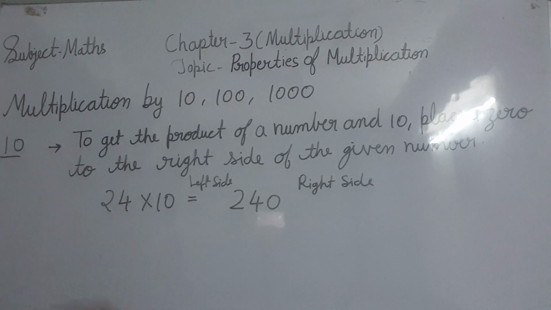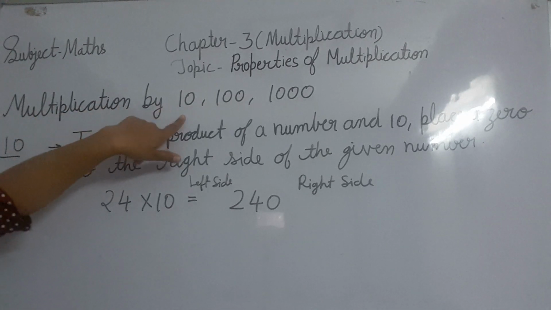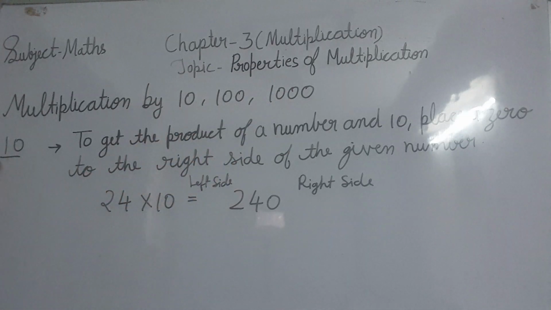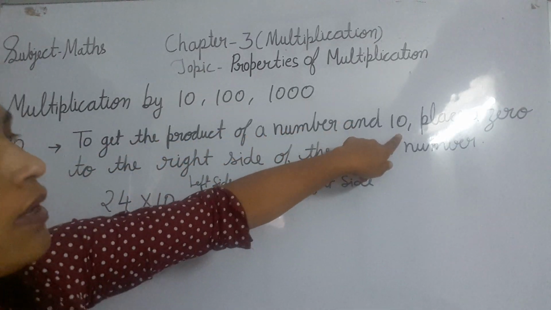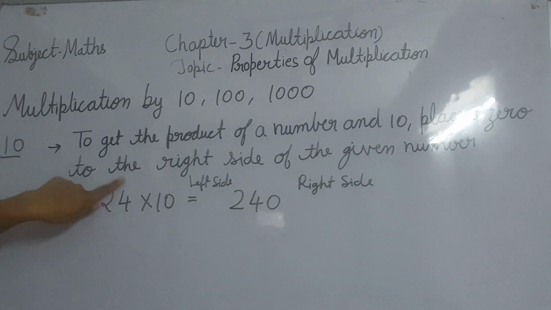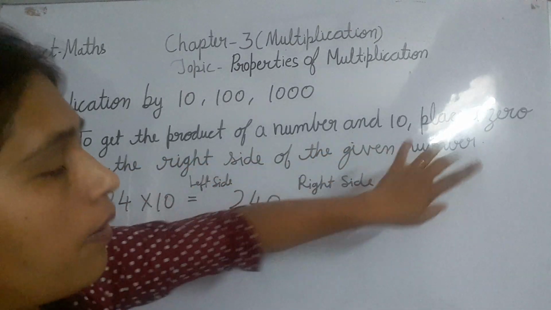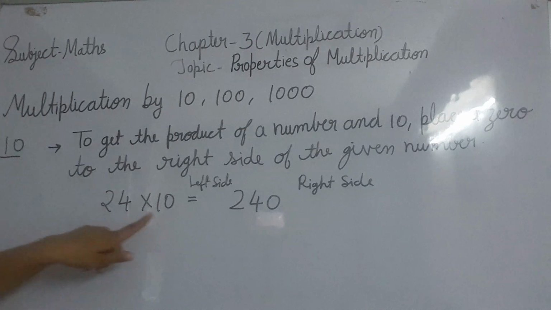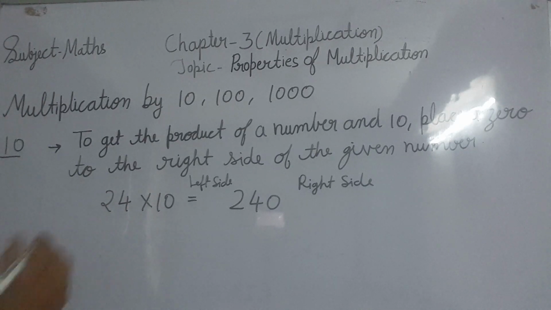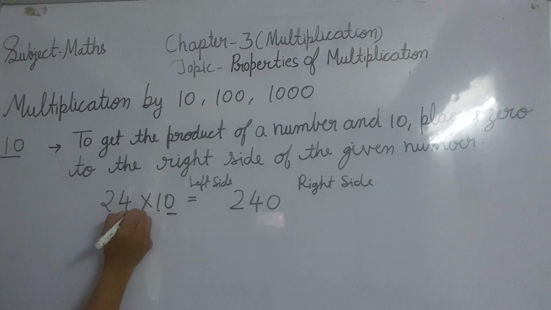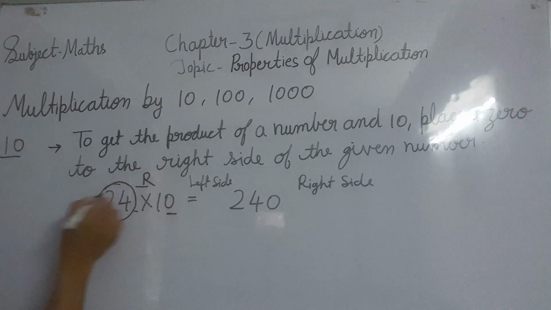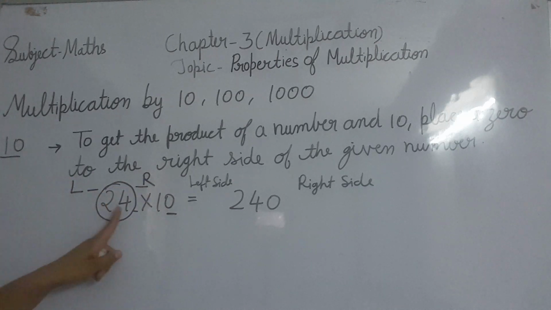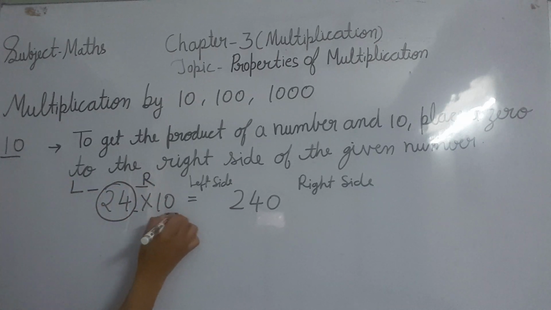So next is what happens when we multiply any number by 10, 100 and 1000. First I am taking 10. What happens when we multiply any number with 10? To get the product of a number and 10, place a 0 to the right side of the given number. The simple way: if you multiply 10 with any number, just place 1 zero to the right side of this number. This one is the right side and this is the left side. So on the right side you have to place 1 zero only.